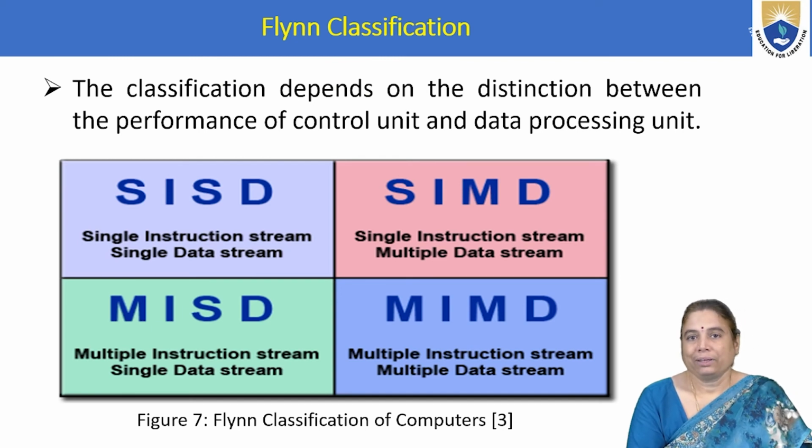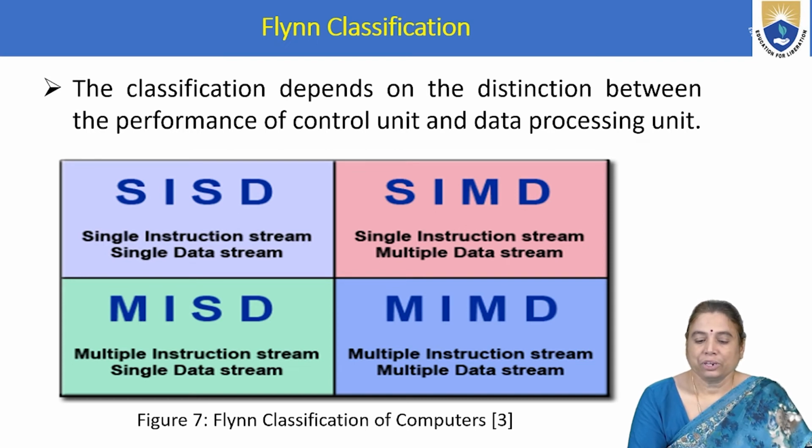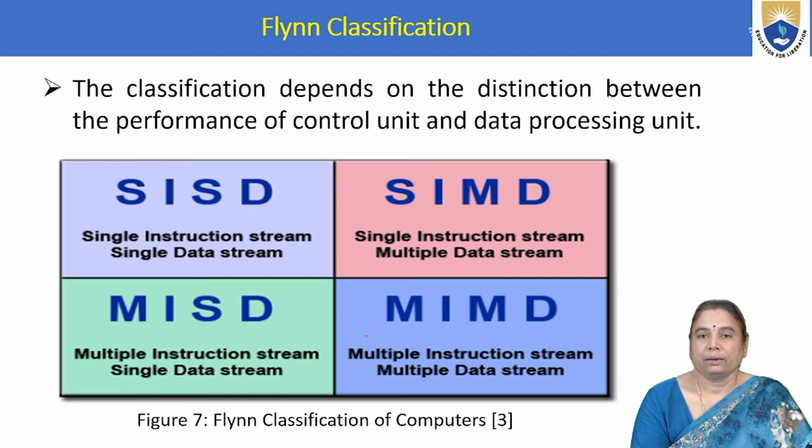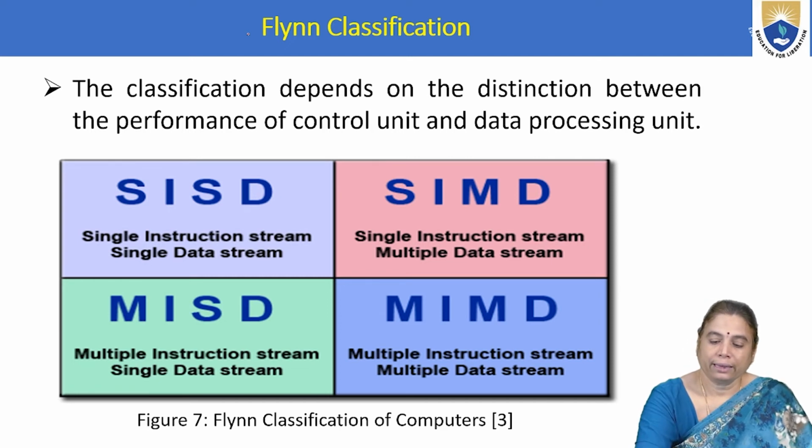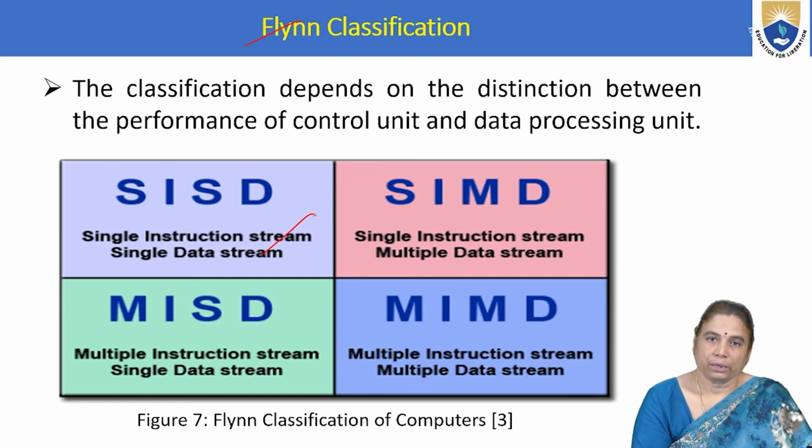So what is the Flynn classification? The classification depends on the distinction between the performance of the control unit and the data processing unit. How the instruction stream and data stream can be employed in the computer, depending on that, four types are described by Flynn. The first one is single instruction stream, single data stream computers.